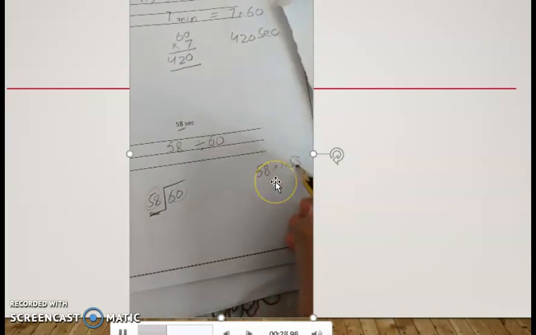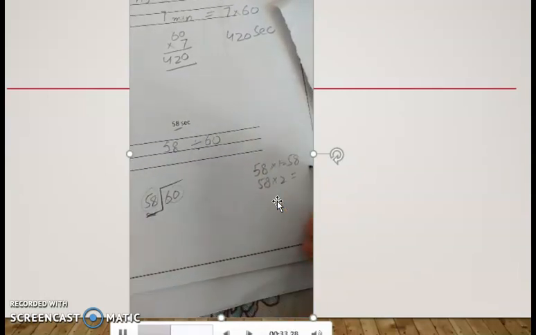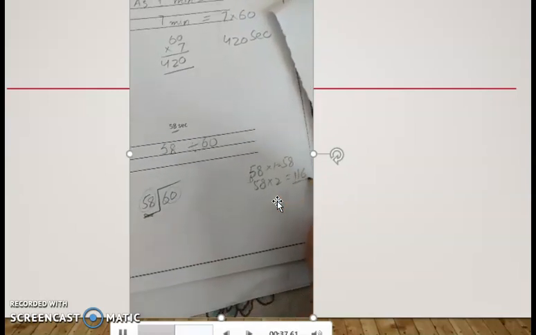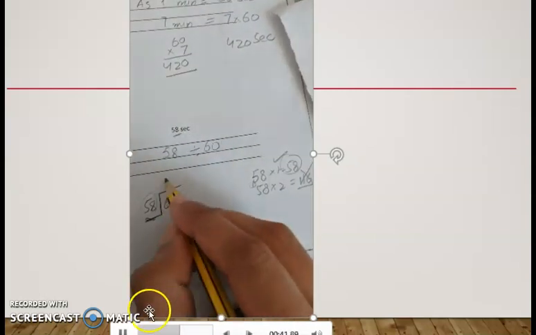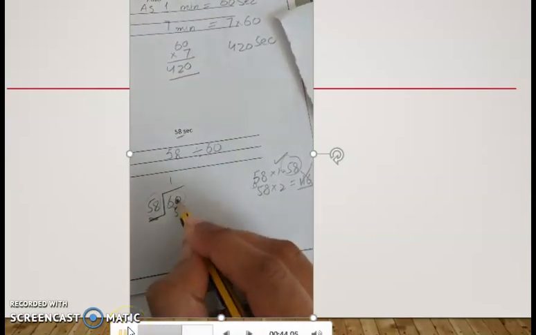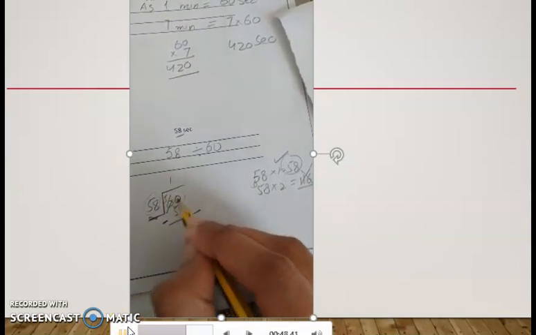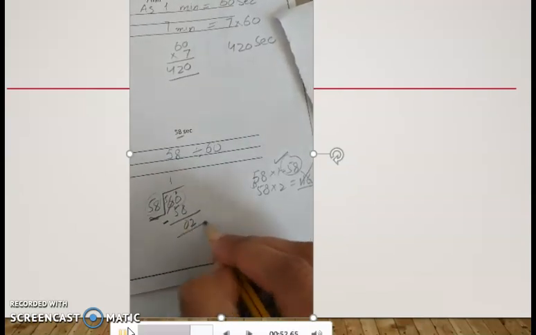58 times 1 is 58. 58 times 2 is 116. So 116 I can't take, because it is bigger than 60. I have to choose a number that is smaller than 60. So I will choose 58 and then I will do subtraction. I will take a carry. 10 minus 8 is 2 and 0.